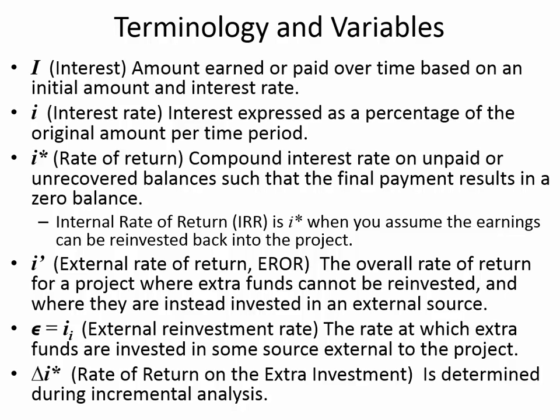Finally, your text used the variable delta I star for when you're doing incremental analysis. And I think this one's maybe easy to keep straight, because the delta tells us that we're comparing the difference in investments. Last time when we met on Tuesday, we were sorting our alternatives from cheapest to most expensive, and the question we were asking over and over again is: is the extra amount worthwhile? Because we start by looking at the cheapest alternative, and if it gives us a rate of return that's greater than the MAR, then that's good, we accept that alternative.